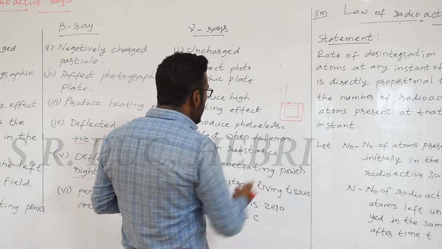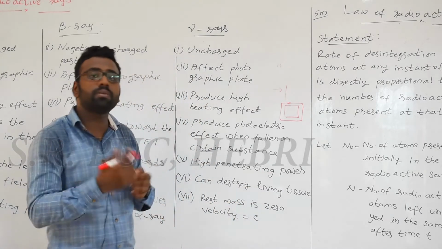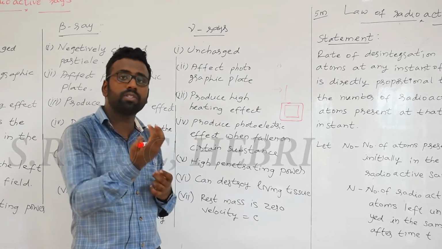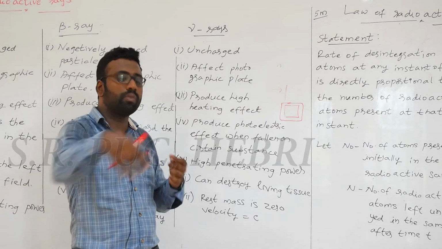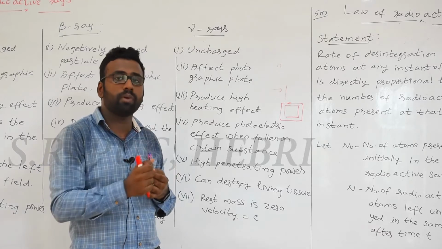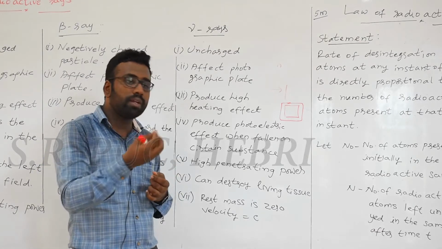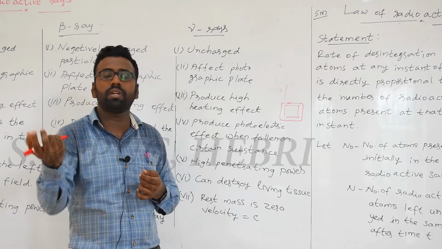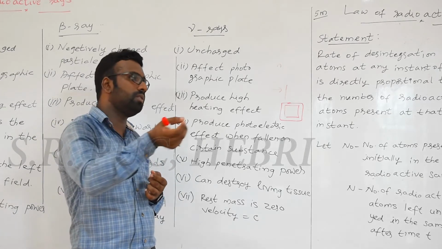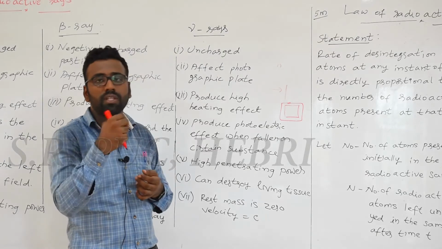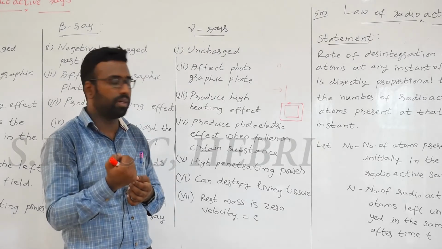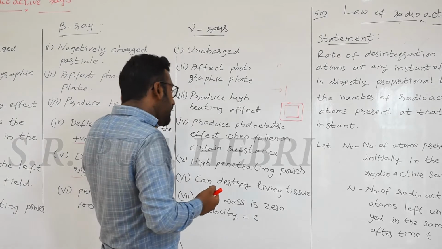So they can destroy living tissues. You must have heard about people getting affected with cancer who live near a nuclear power plant. The nuclear power plant authority always checks the radiation level in nearby places to see whether there is some leakage or other problem within the plant. So they can destroy the living tissues.